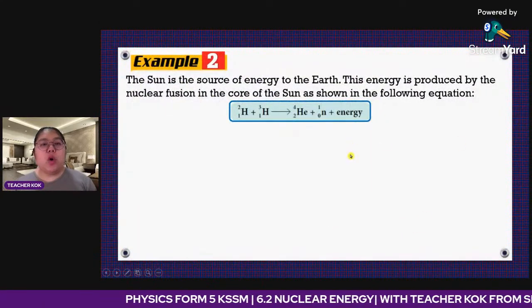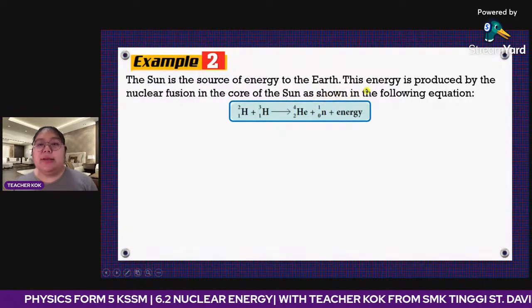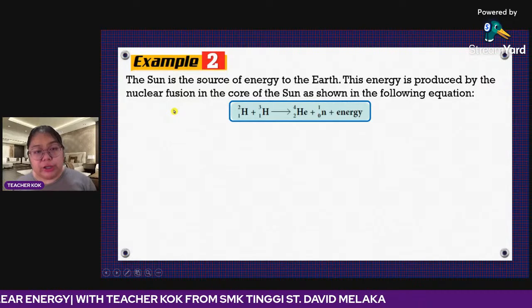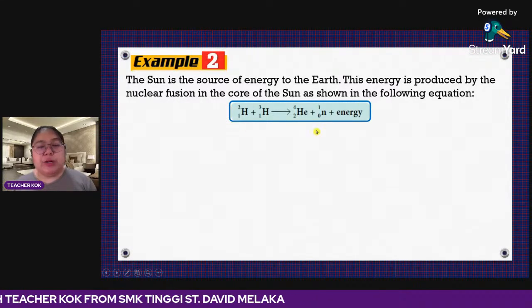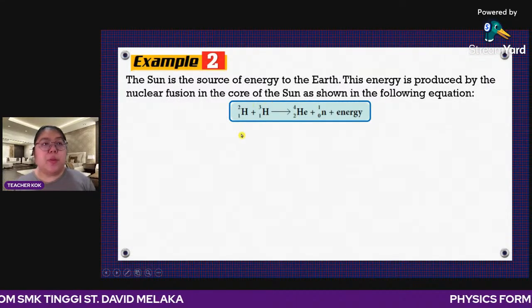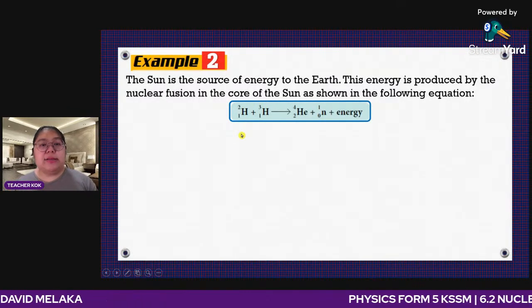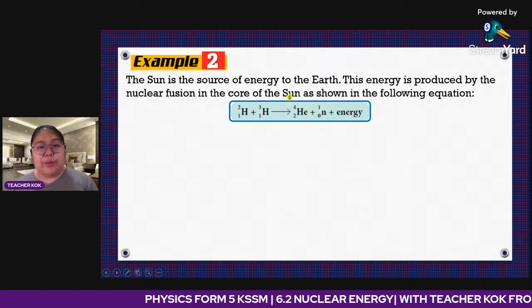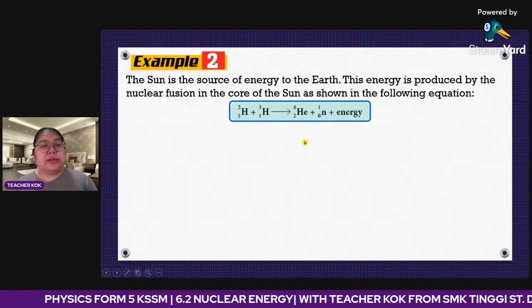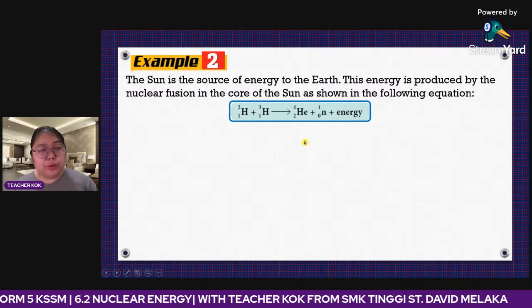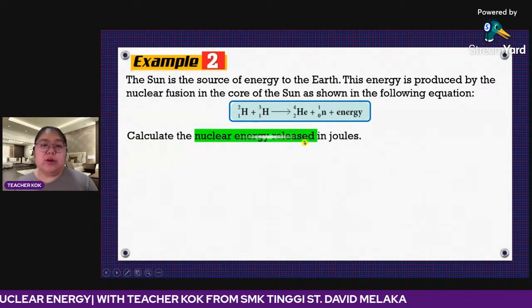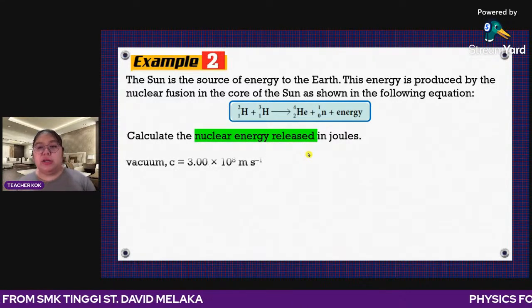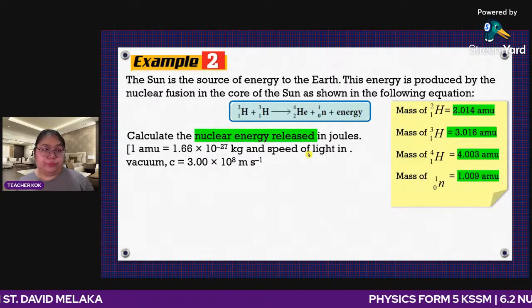The sun stores about the energy to the earth. Now this energy is produced by nuclear fusion. You can see the equation they show is fusion because they're using small elements: deuterium and also tritium. After that they produce helium. From here the question will surely give you the mass, if not, we don't know. So the question asks you to calculate energy.